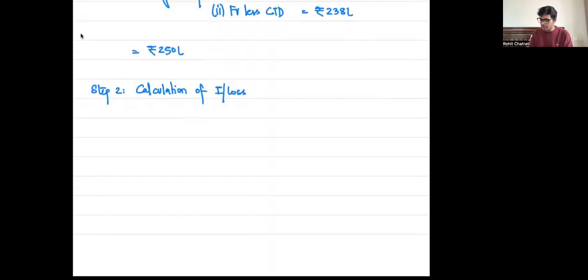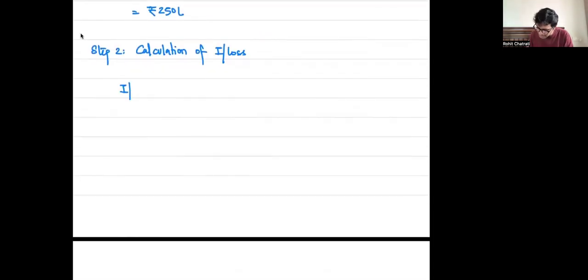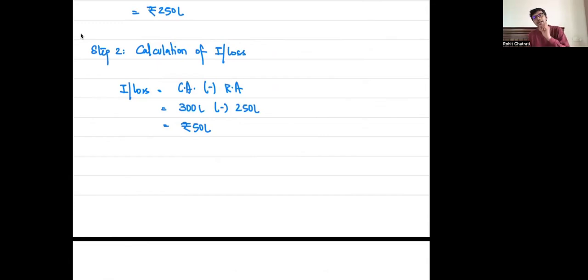All right. So impairment loss is calculated as carrying amount less recoverable amount. All right. Impairment loss is calculated as carrying amount less recoverable amount, which is equal to 300 lakhs less 250 lakhs, which will be equal to rupees 50 lakhs of impairment loss. All right. So we are going to recognize an impairment loss of rupees 50 lakhs.